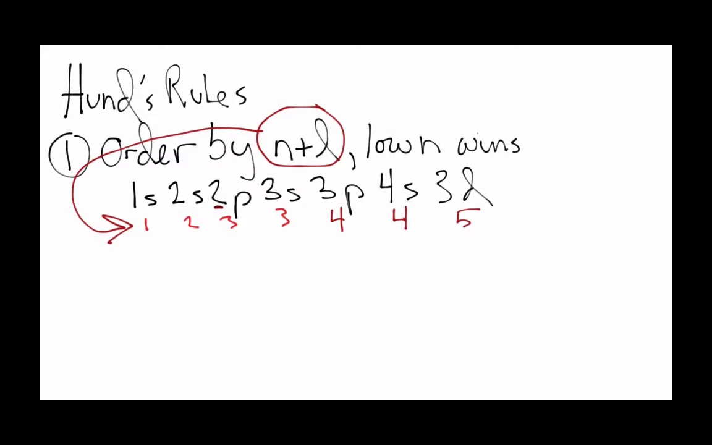And finally, 3d is the one that's kind of left out in the cold there because even though it's n equals 3, 3 plus d, which is l equals 2, is 5, and so it's beaten out by the 4s orbital and winds up as the higher energy case. So those are the rules, and you know those rules. But the reason for the rules is the interesting bit.